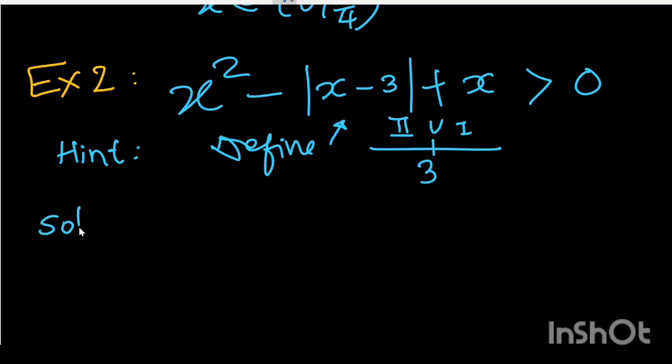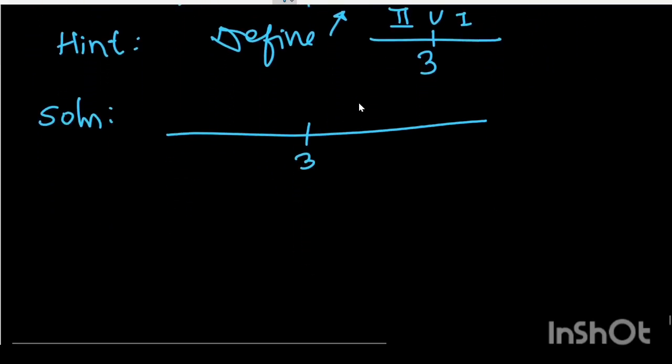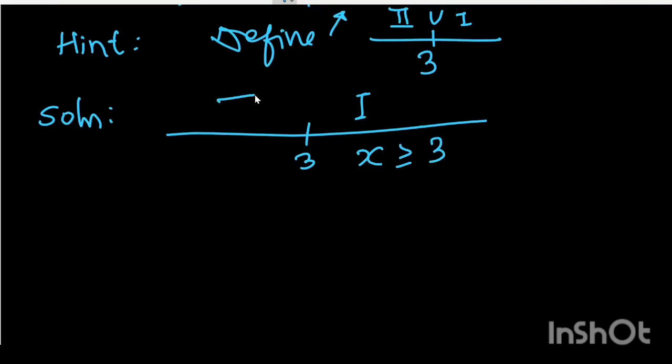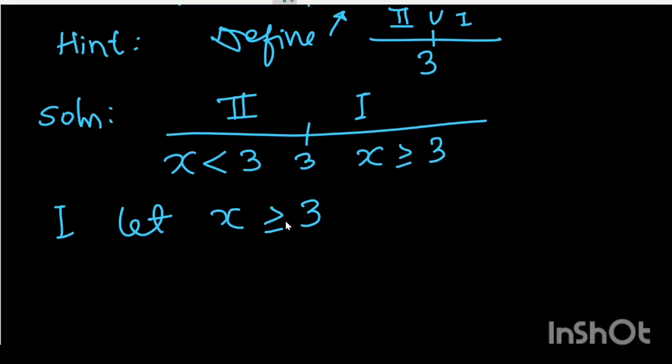So now heading towards the solution, x equals 3. The first case, x is greater than or equal to 3. The second case, x is less than 3, guys. So solving the first case, we assume x is greater than or equal to 3. Since we are assuming it, whatever solution we get after solving the first case, we need to take the intersection with x greater than or equal to 3. This is what we did in the previous question as well.